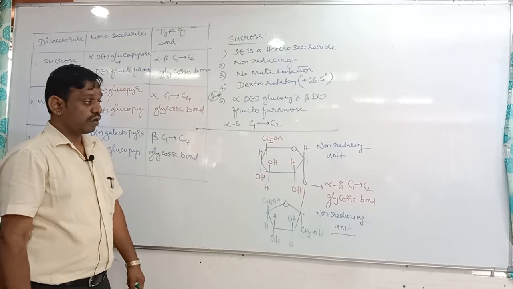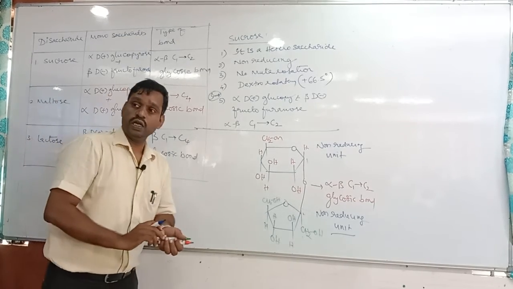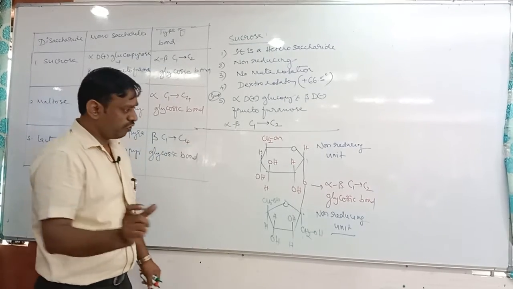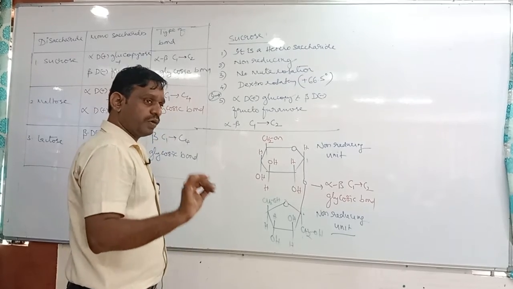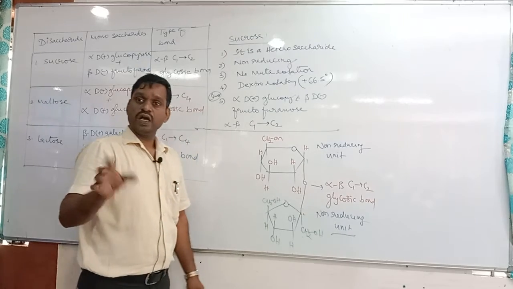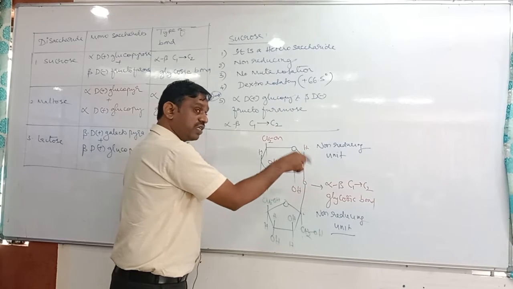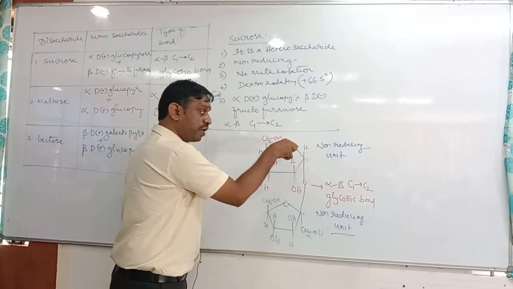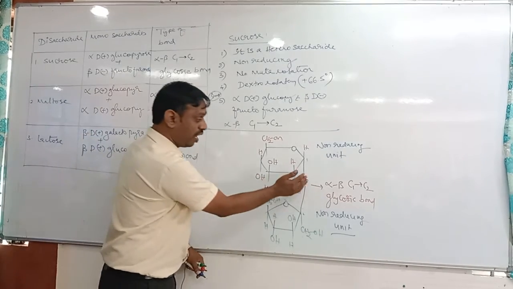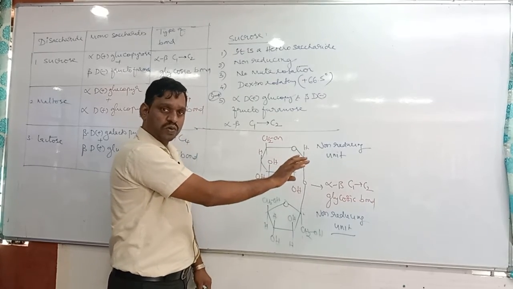Next point. Can it have mutarotation? I told you, in order to have mutarotation, there should be alpha and beta. For example, if you take glucose, glucose can be assigned alpha or beta based on what? First carbon OH. But that first carbon OH is involved in the glycosidic bond. There is no question of alpha changing to beta. It is not possible.